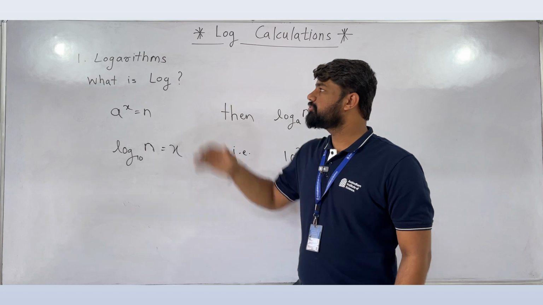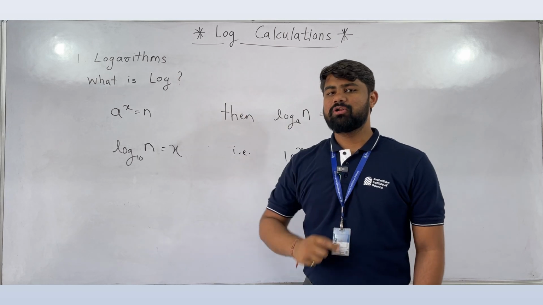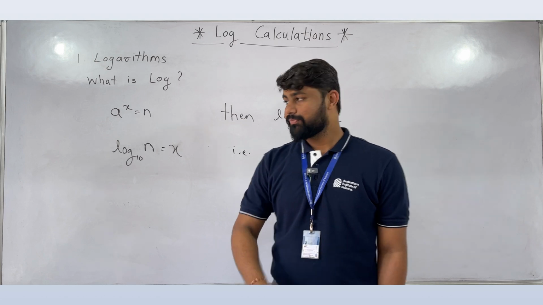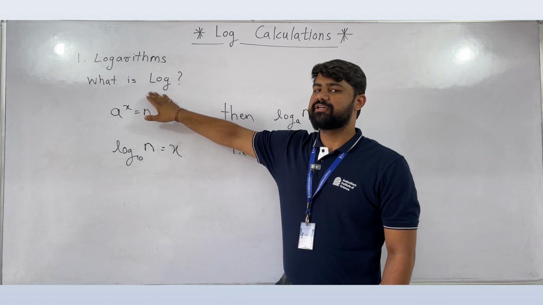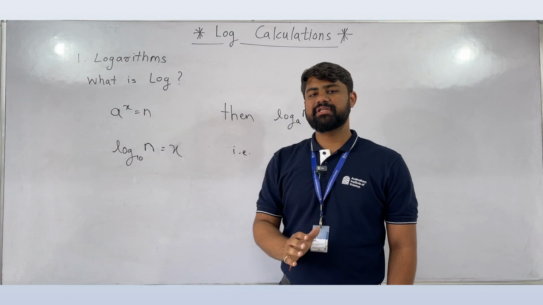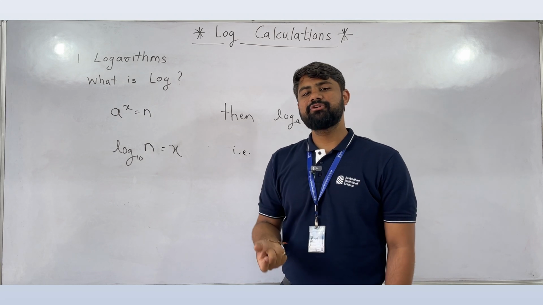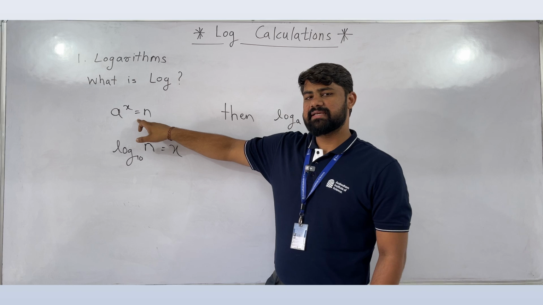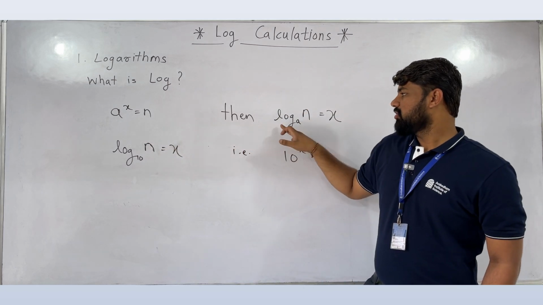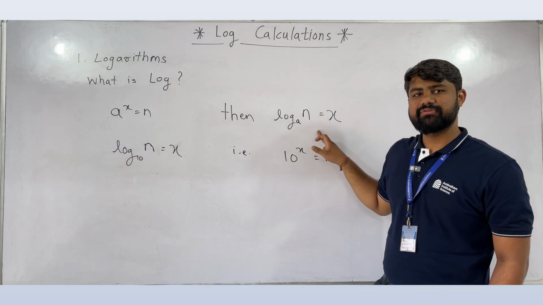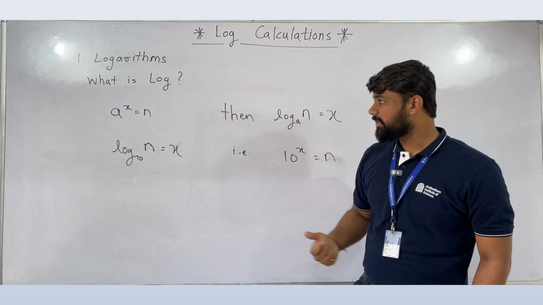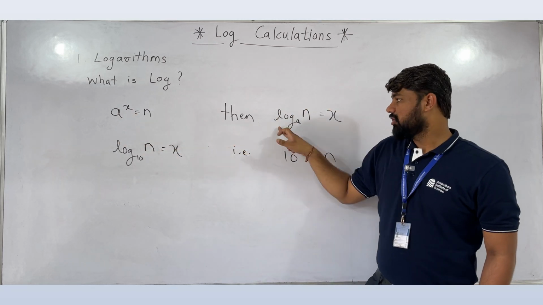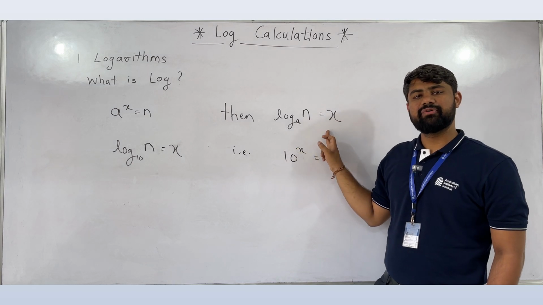Now let's see how to use the logarithms table. The logarithms table gives us the value of log of a number. But what is log? Log is a mathematical function, a function which gives a relation between numbers. What relation do we get? Relation such as, if a raised to x is equal to n, then log of n to the base a is equal to x. Let me repeat.